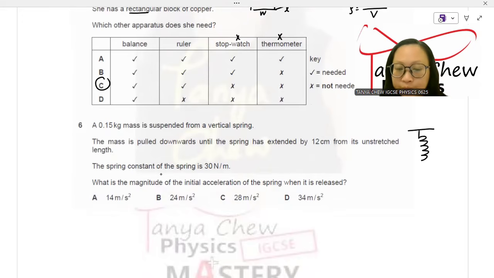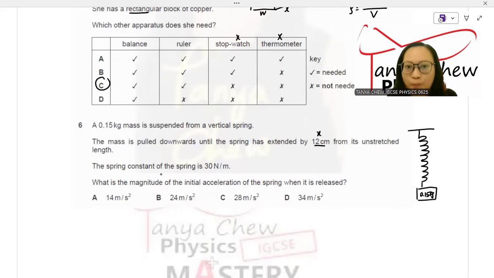This is the spring being pulled down when there is a mass of 0.15 kilogram. Right, so extended by 12 cm. So this is an extension, right? Extra length by 12 cm. So pull downwards, pull downwards. And then I let go of the force. What will happen? Of course, due to the elasticity of the spring, and the spring is still obeying Hooke's law, the spring will try to restore to its original length.